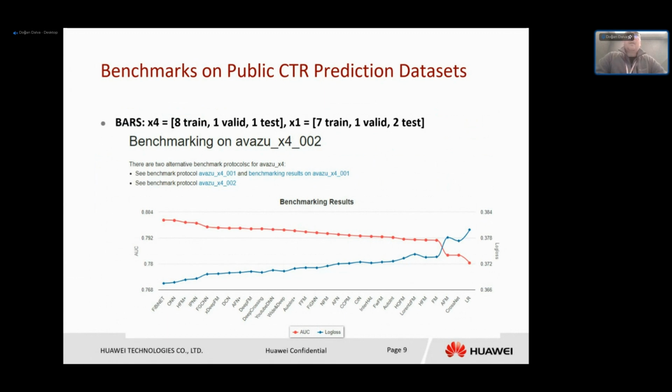And for instance, in the Avazu X4 dataset, where we have 80% allocated for training, 10% for validation, and 10% for test, we have these benchmark results. So at the bottom, we have different CTR prediction models, and on the left we have AUC, and on the right we have log loss. These are performance metrics. We want to decrease log loss and increase AUC. So here, the FiBiNET model achieves the best result.